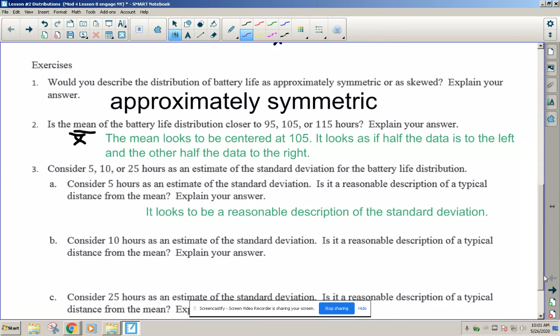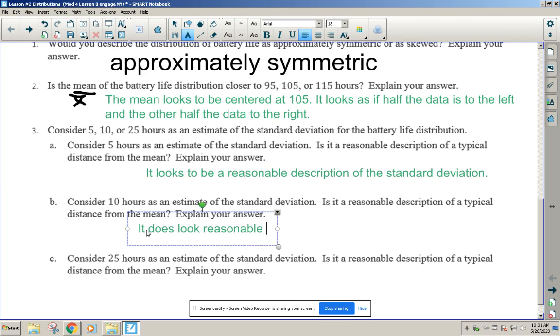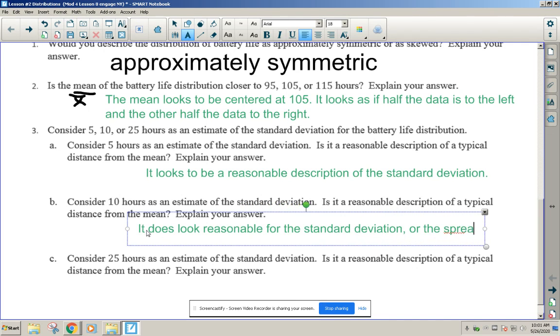The third one they're asking about is 25. 25, not reasonable at all, according to the way this data was given to us. So it does look reasonable for the standard deviation to be 10.